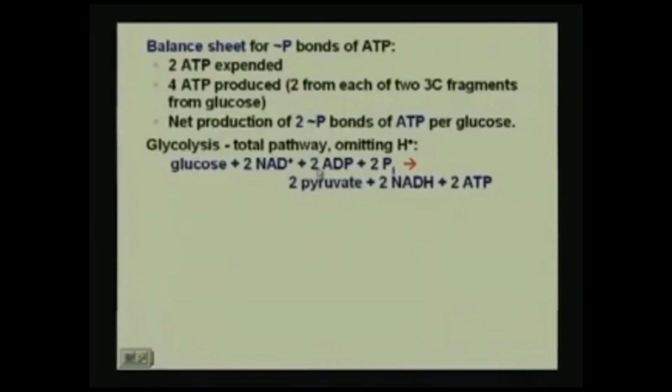Okay, then 2 ADP and 2 Pi. Where was Pi used again? In the same step where you had NAD plus, we used a Pi to form the phospho. And what does this finally form? 1 glucose plus 2 NAD plus, 2 ADP and 2 Pi form 2 pyruvate, 2 3-carbon moieties, 2 NADH plus 2 ATP. So that is our total pathway.